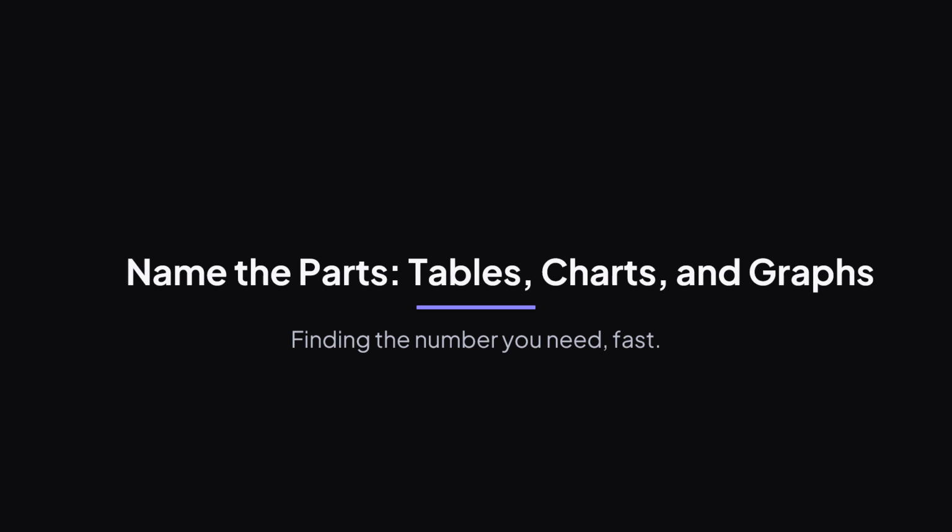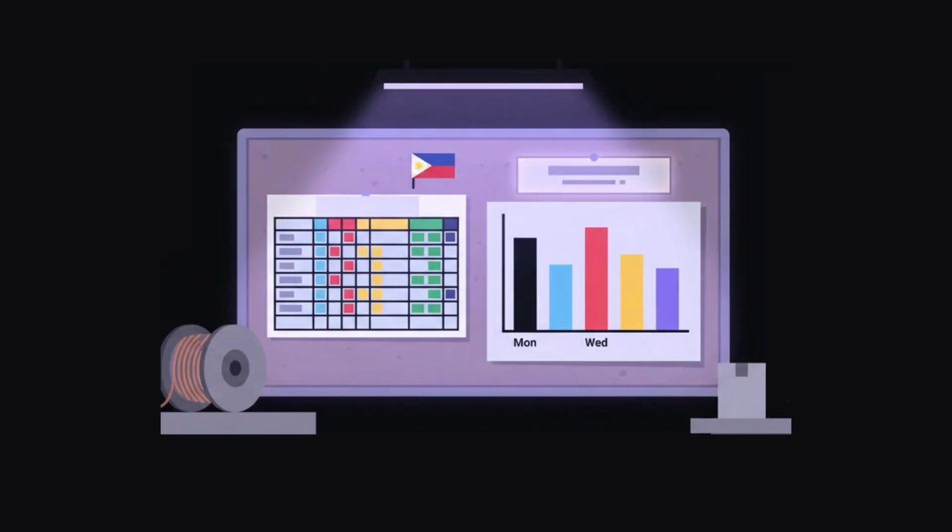Let's learn how to name the parts of a table, chart, and graphs. Let's take a look at this image. Salvacion runs the supply room of a welding shop in Angeles City. Her wall chart shows the number of welding rods used per day. But where is Tuesday's number?